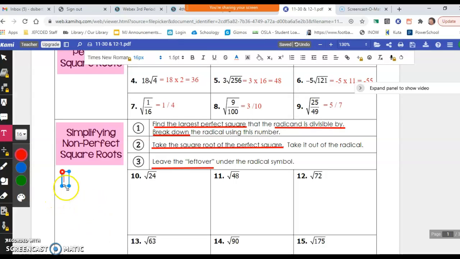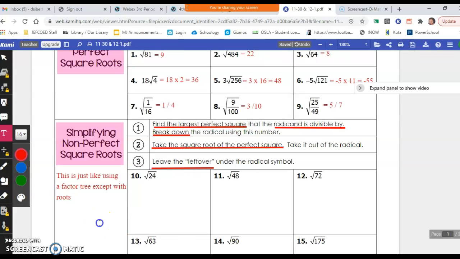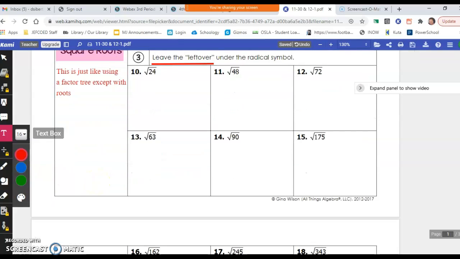You're going to simplify non-perfect squares. This is just like using factor tree, except with roots. Roots, square roots, cube roots. Same concept. All right. Now, you're going to have to use your drawing tool simply because we don't have just a button that lets us use the square root, or the radical button.